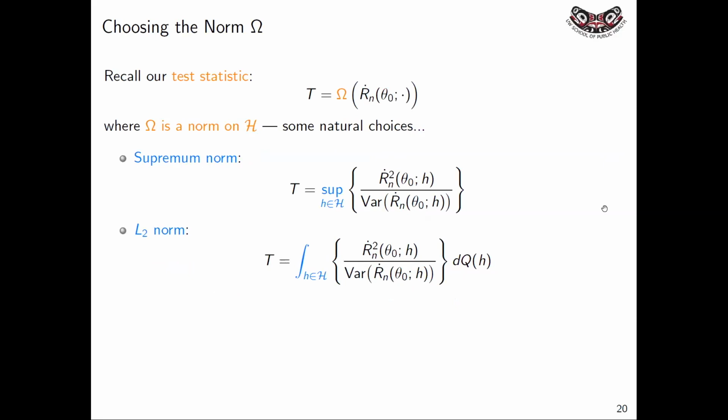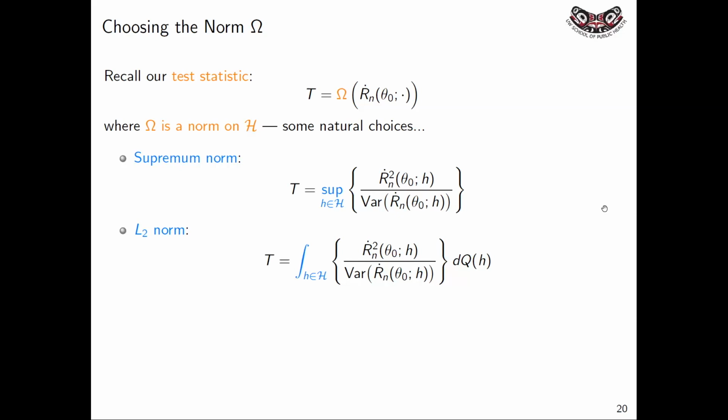So our test statistic is the norm of that R_n dot, and this is some norm. We can define many norms on a class of functions; there are many choices. In particular, we've looked at two of them. We could take the sup norm, or take the L2 norm. The sup norm is the supremum over h, the class of functions h, of that quantity, and the L2 norm is the average over possible h's.